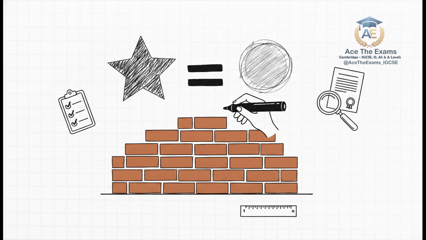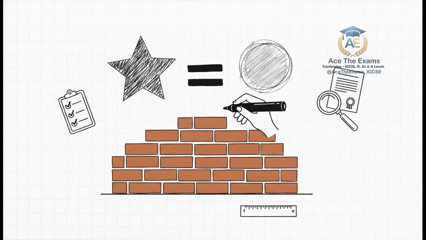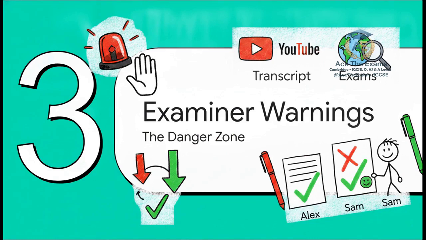They won't. In Cambridge papers, particularly the rigorous 9702 AS and A Level, presentation of information follows strict conventions. Proper headings, correct terminology, appropriate formats, and clear annotation are not optional. They are the fundamental rules of the game. Section 3. Examiner Warnings. The Danger Zone.